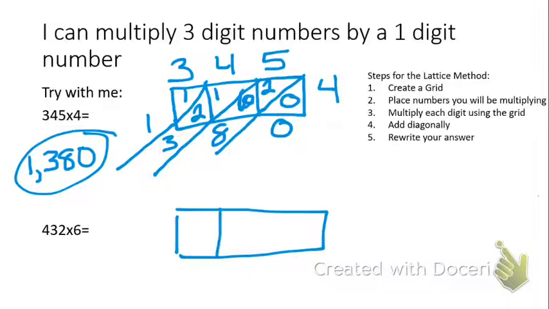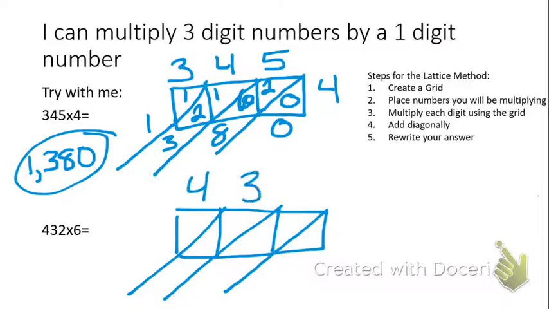Hopefully your grid looks something like this. And then you did your diagonals. Go ahead, pause the video if you need to, and place your numbers. And now, again, pause the video, try multiplying.